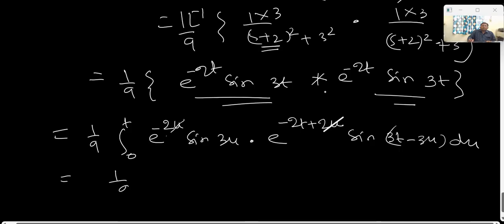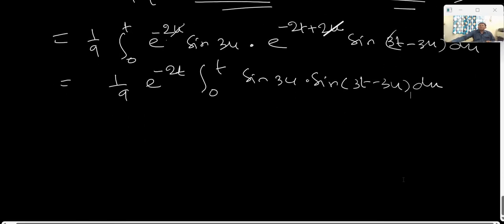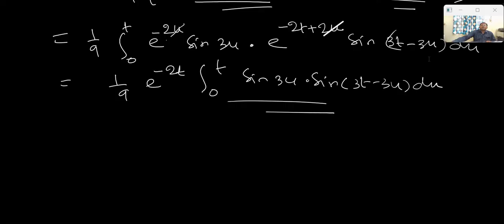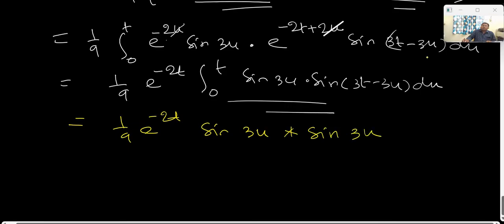So 1 by 9 will be taken out, e to the power minus 2t can be taken out, integral 0 to t sine 3u into sine 3t minus 3u du. Now you see, this is nothing but sine 3u convolution sine 3u. So this is 1 by 9 e to the power minus 2t sine 3u convolution sine 3u, right?